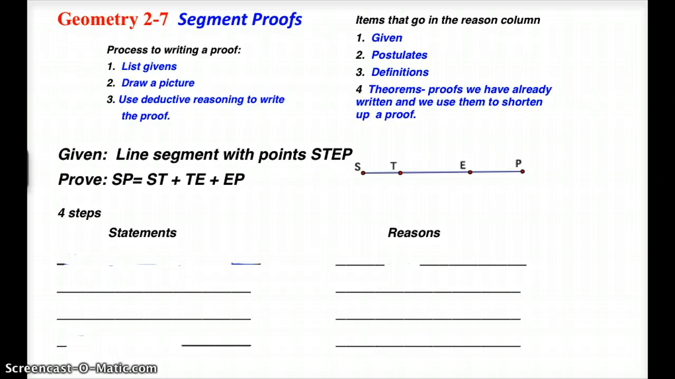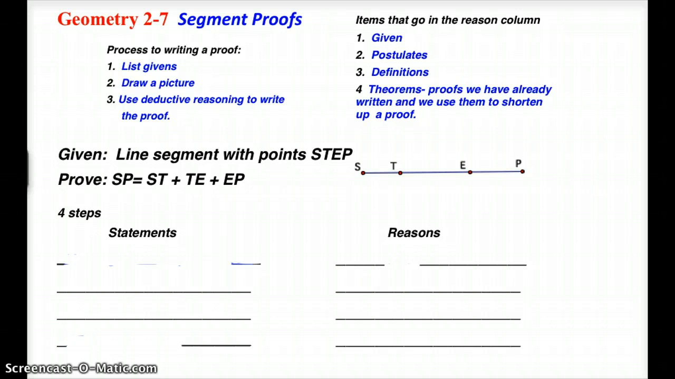The first thing you do when you're writing a proof is you write your givens down, and if you don't have a picture drawn, you should draw a picture. And then from there, you should use your deductive reasoning to look for, okay, what can I say next? And through that process, I'm going to be using some reasons. So let's look over here at what I have for our reasons.